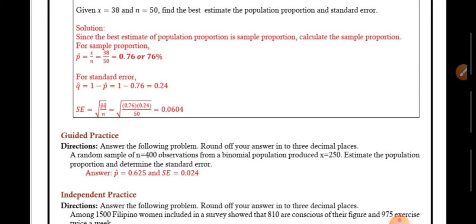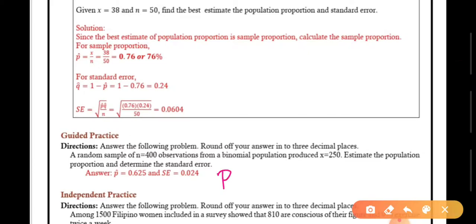A random sample of n equal to 400 observations from a binomial population produced x equal to 250. Estimate the population proportion. p hat, I should say, is equal to 0.625.